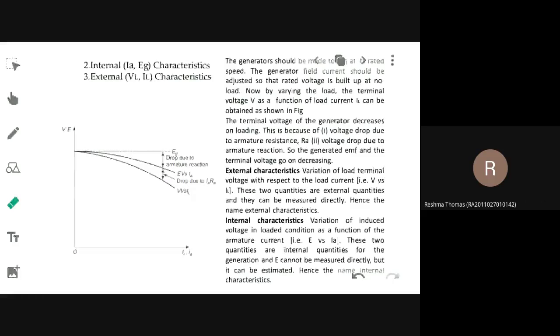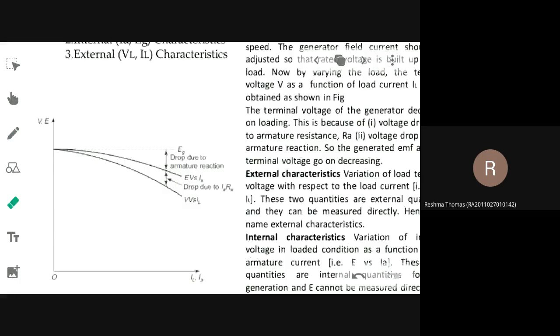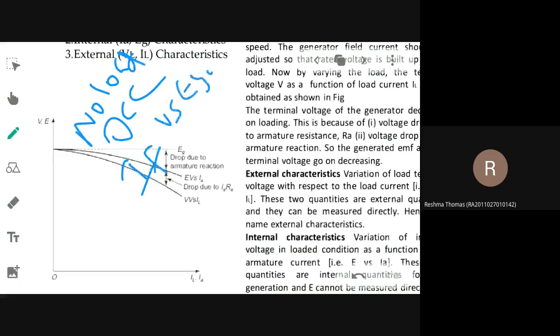With load. Okay, so summarize the factor. What are the three characteristics for a generator that you are having? One is drawn without load, that is called the no load or OCC characteristics, that is drawn between IF and EG0, that is under open load conditions.